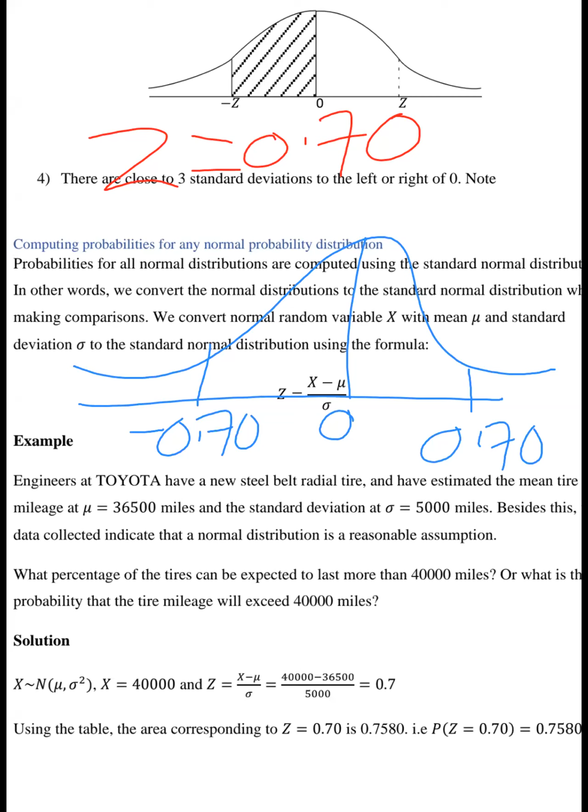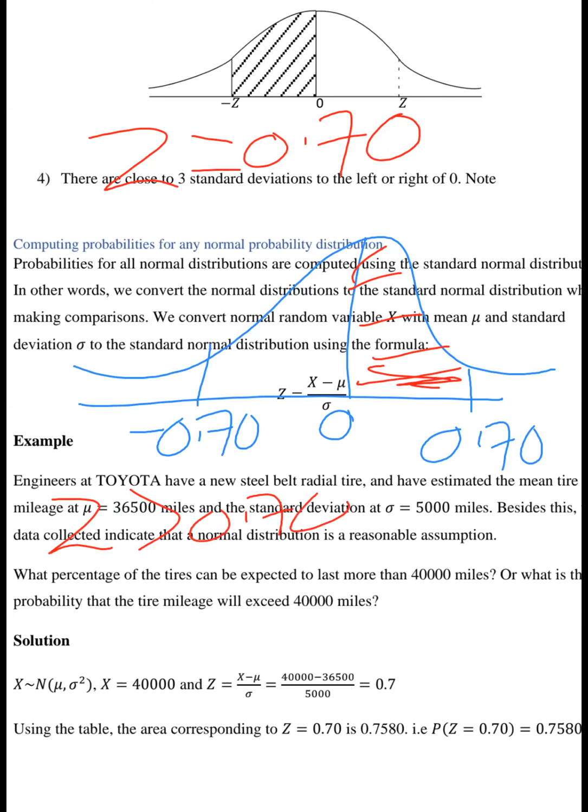That area, if we are asking what is the probability that the tire mileage will be exactly 40,000, or will be equal to 40,000? That is the same question as what's the probability that the Z score, the Z value, is 0.70. That area that you're looking for is just the area from 0 here up to 0.7. This is the area that corresponds to Z equal to 0.70. But what if you're asking that Z is greater than 0.70?